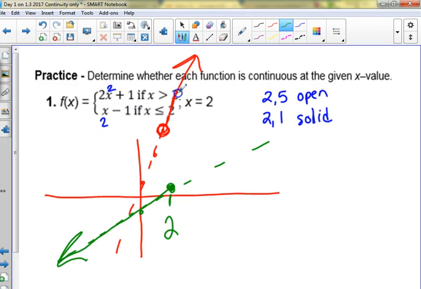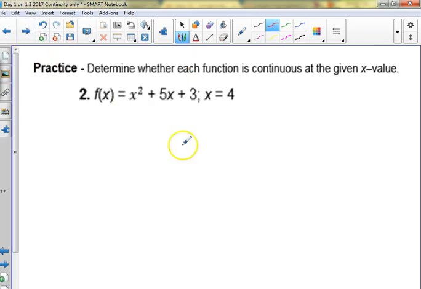But basically, because 2 is a place where it changes rules, if they jump from one value to the other there, it's discontinuous. Oops, did you need me to talk more about that one? Or just give you a second? This one should be at 2, 1. I didn't do a very good job. This was the open circle at 2, 5. We will graph piecewise functions next week. All right.